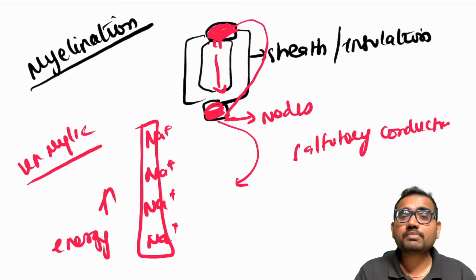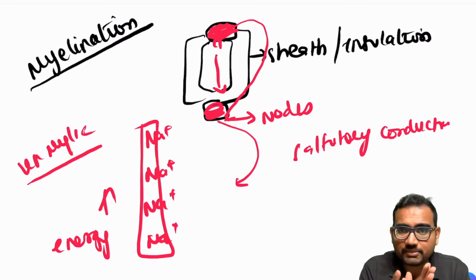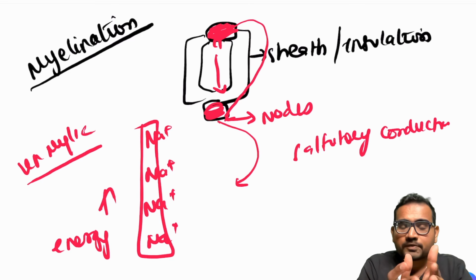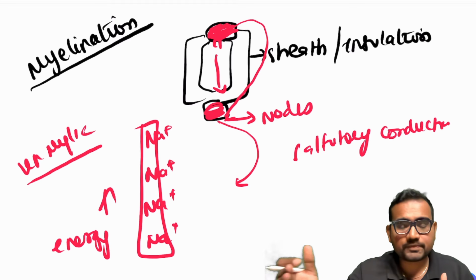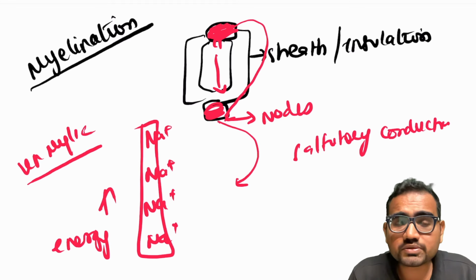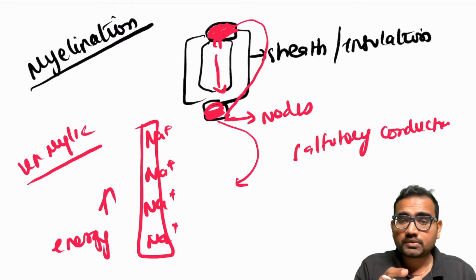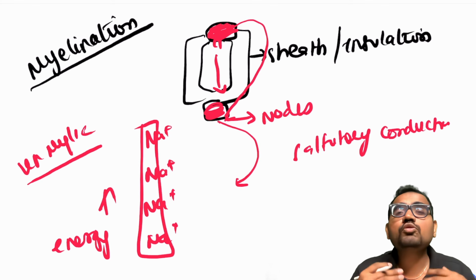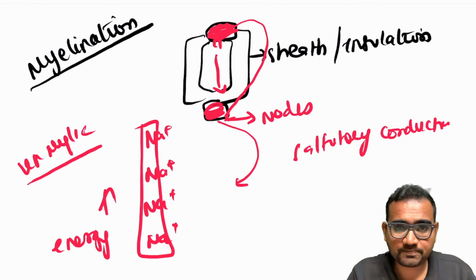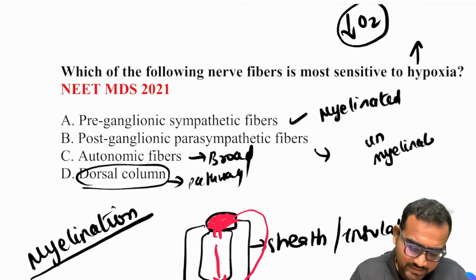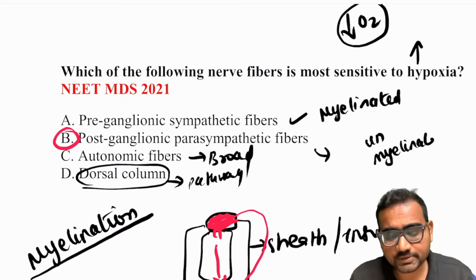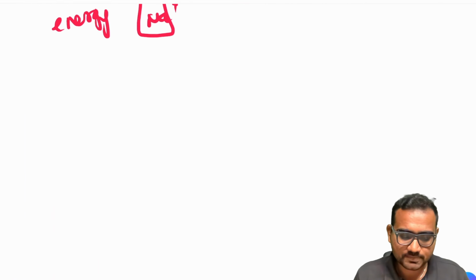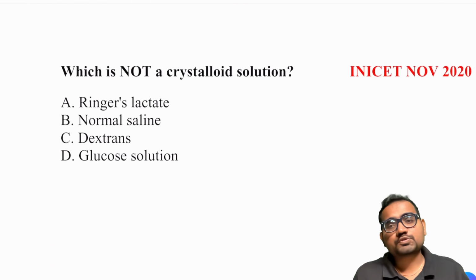Whereas in a myelinated nerve fiber, there is a myelin sheath which acts as an insulating material. So it prevents the stagnation of the ions. It will push the ions to the nodes of Ranvier. So there's going to be saltatory conduction, jumping of nodes, less energy, less ATP consumption. So with this, we can conclude that the unmyelinated nerves are more sensitive to hypoxia because they require more energy because of the absence of myelin sheath. Okay, so the answer is going to be postganglionic parasympathetic fibers. Postganglionic parasympathetic fibers are unmyelinated nerve fibers. So moving on to the next question.